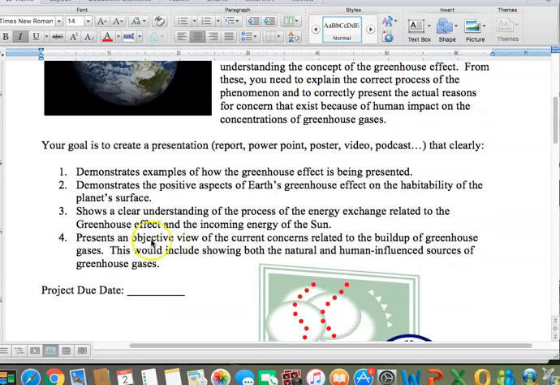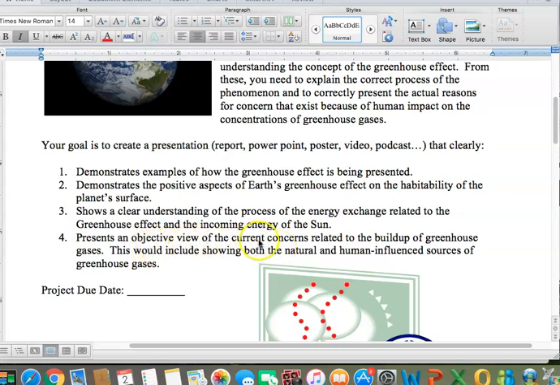And make sure to present an objective view. This means that you're strictly looking at data and you're not taking into account opinions of personalities in the media or opinions that you may have about the greenhouse effect. You're strictly looking at data and numbers to support your findings.